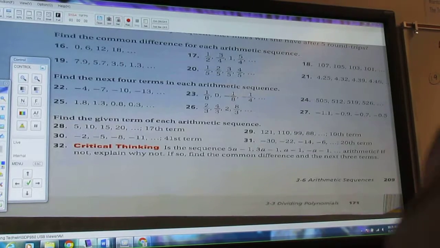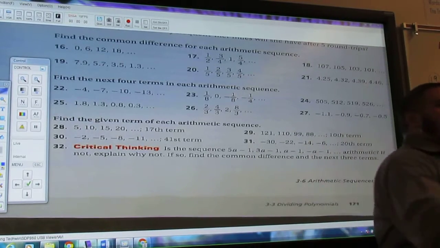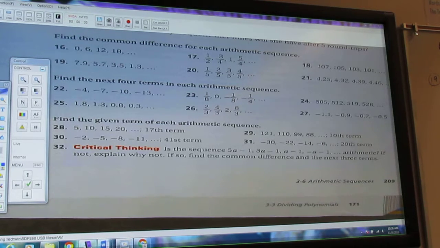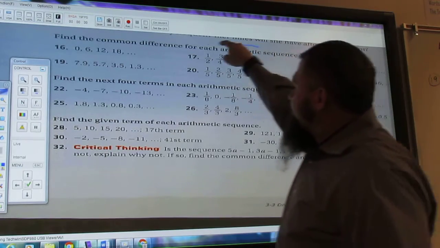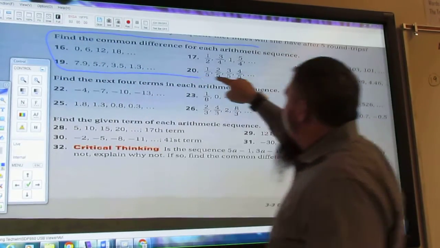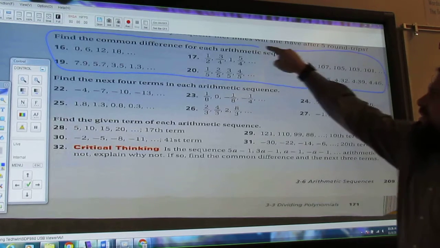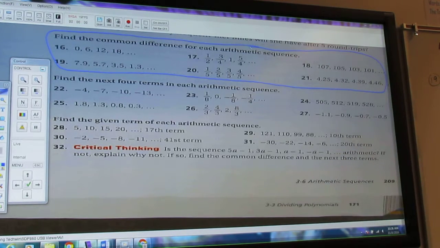Okay. Homework 3.6. We're going to do 17 through 31. For these, we are going to do the arithmetic sequence. Arithmetic sequence just means you have to add to get to the next term. That's it. A geometric sequence means you multiply.